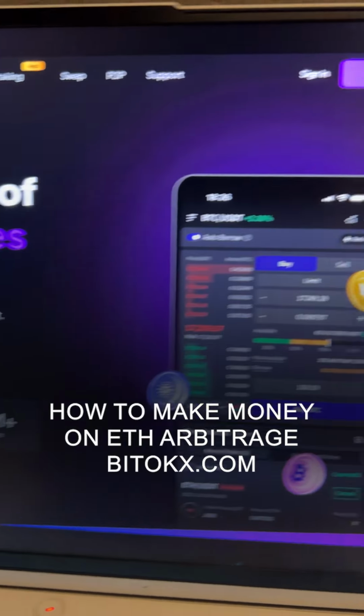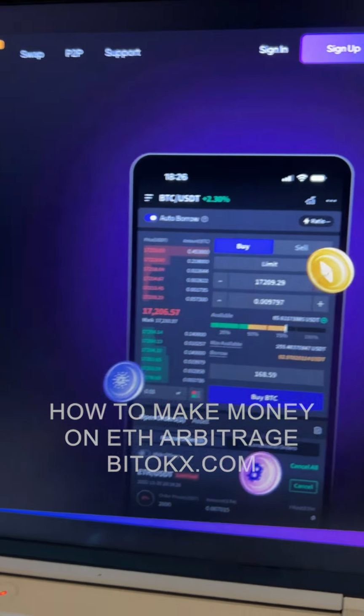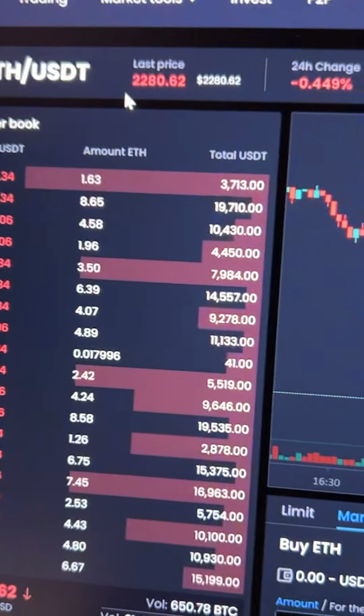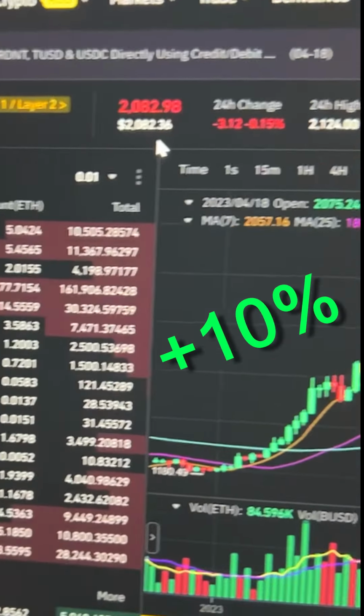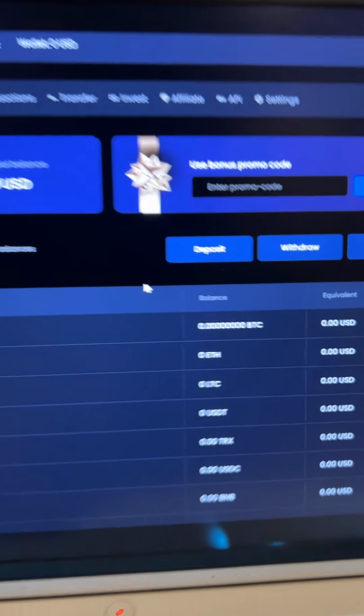Today I will show you how to earn 10% profit using Ethereum arbitrage on the Bitokx exchange. As you can see, the Ethereum exchange rate on this exchange is much higher than on other exchanges such as Binance.